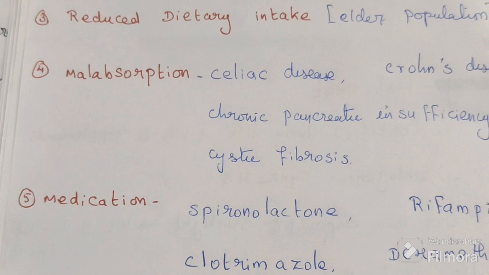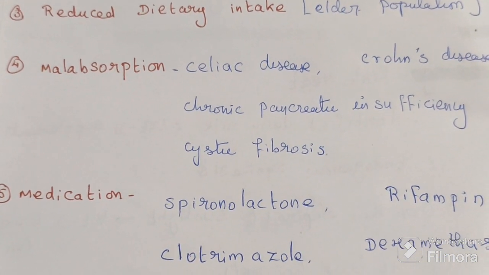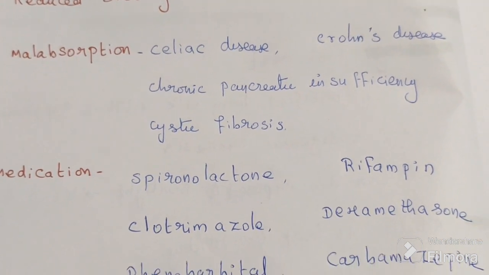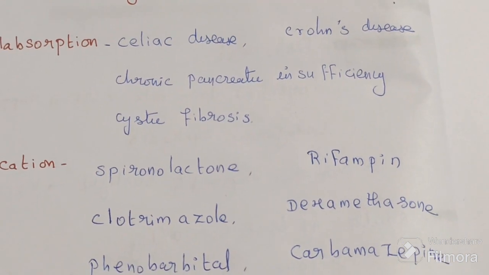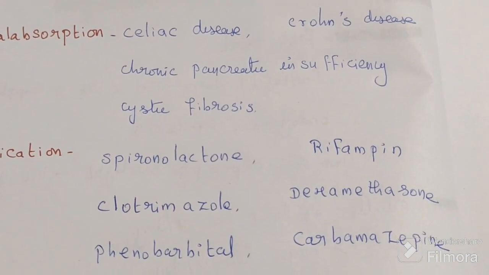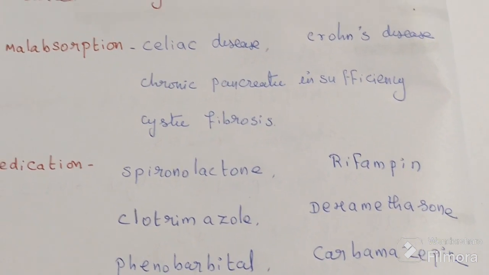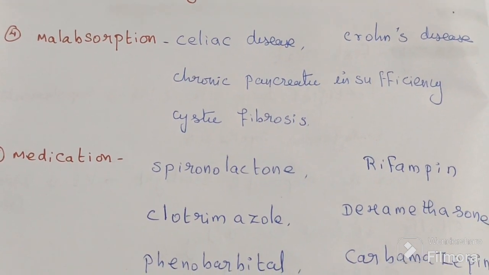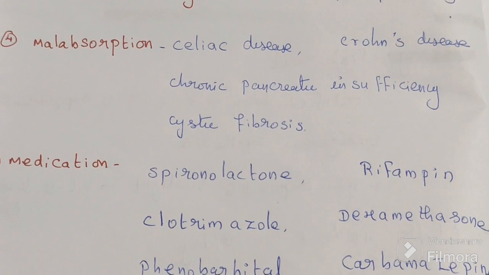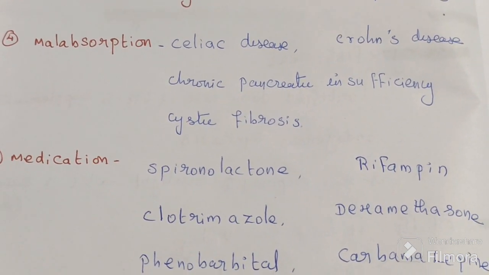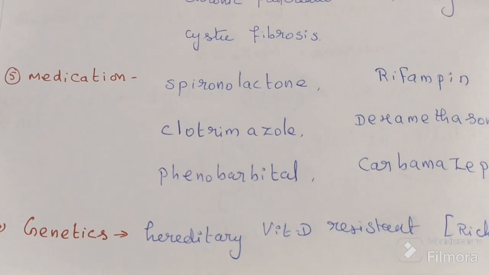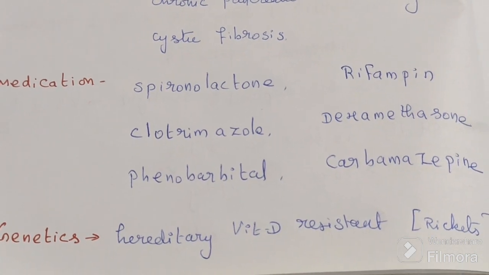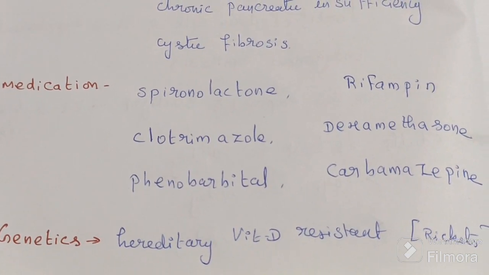Other factors are medications like spironolactone, rifampin, phenobarbital, carbamazepine. These drugs decrease the activity of the enzyme in the liver, the 25 hydroxylase enzyme. So decreased activity of 25 hydroxylase enzyme will cause vitamin D deficiency. The last factor is the genetic condition of hereditary vitamin D resistant rickets.